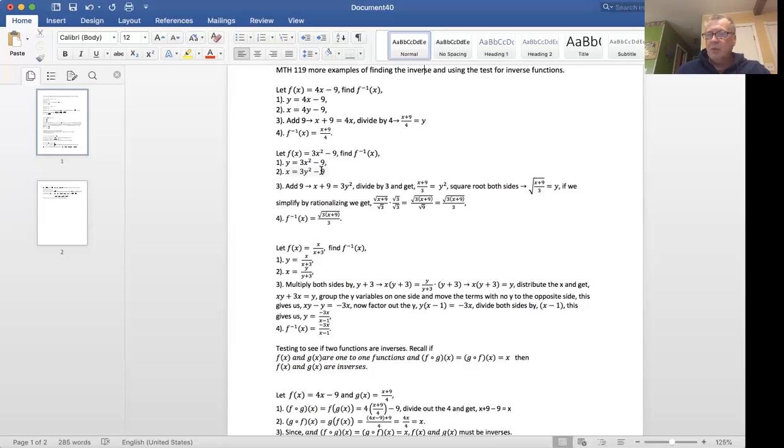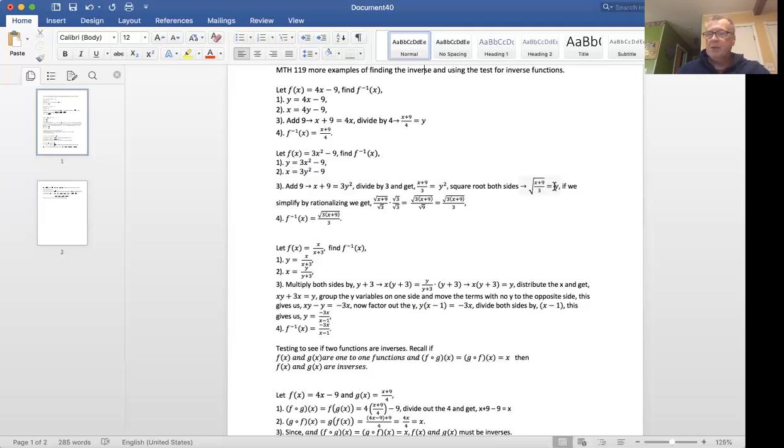Now we're going to isolate the y like before. We're going to add 9 to both sides and get x plus 9 equals 3y squared. We're going to divide both sides by 3 and get x plus 9 over 3 equals y squared. We're going to square root both sides. This gives us the square root of x plus 9 over 3 equals y.